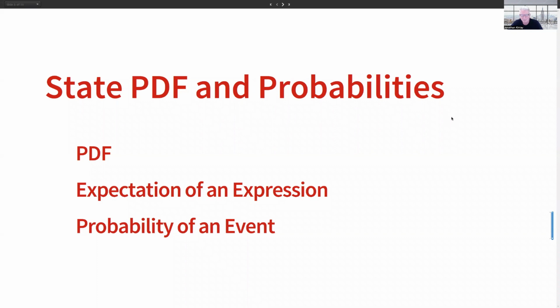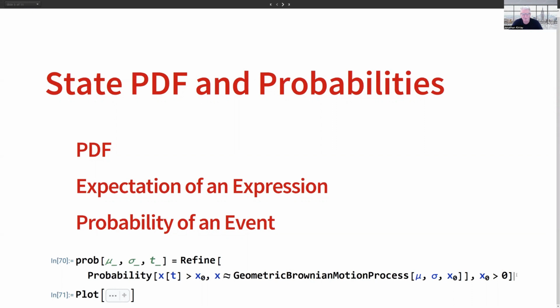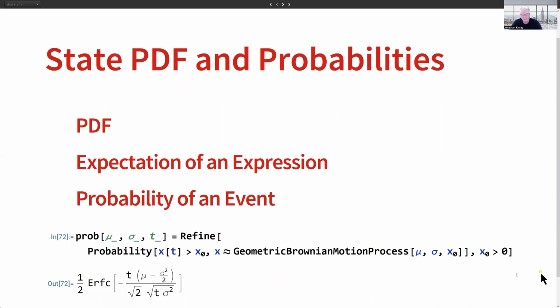Knowing the PDF of the state of a GBM process enables us to calculate the probability of certain events. So, for example, let's say we have a GBM process with parameters mu, sigma, and x0, and we want to find the probability that the state at time t, xt, exceeds the starting value, x0. And we can directly compute that probability. It's 1/2 of the complementary error function of minus t times mu minus sigma squared over 2, all divided by the square root of 2t sigma squared.